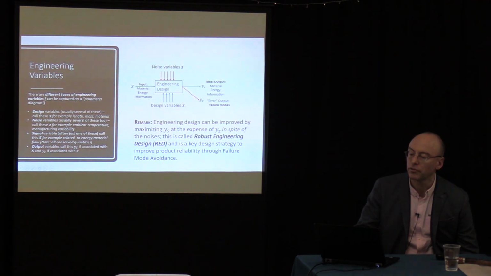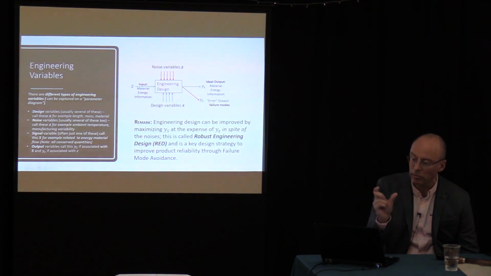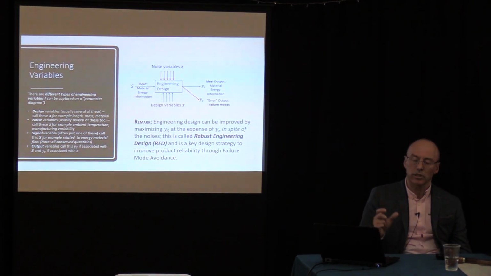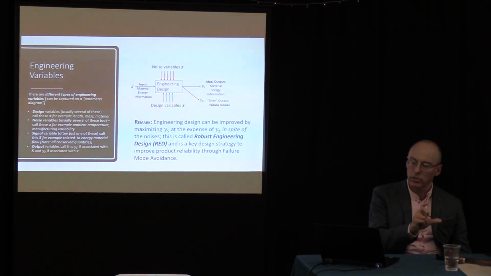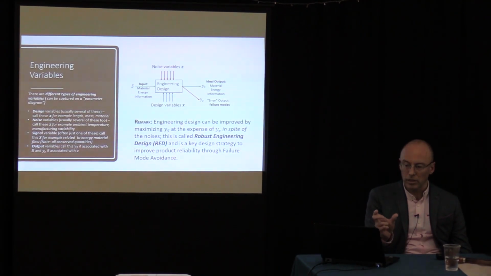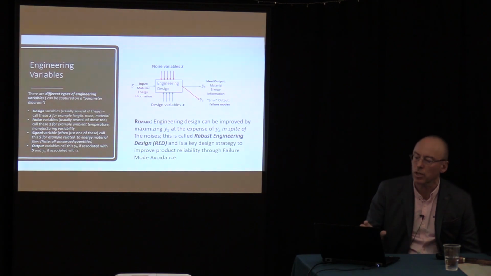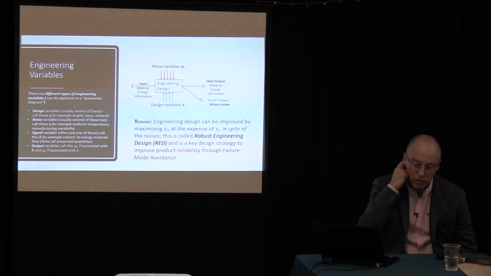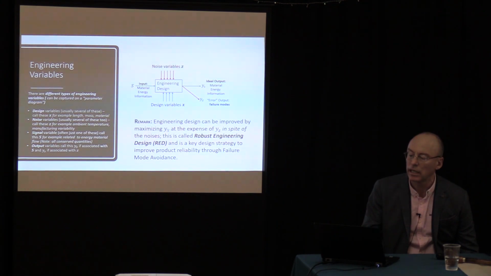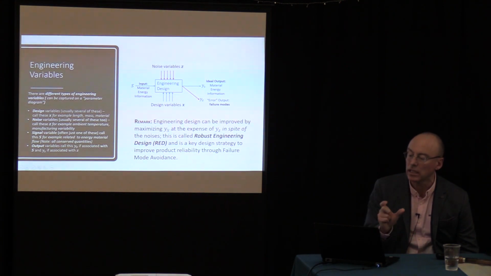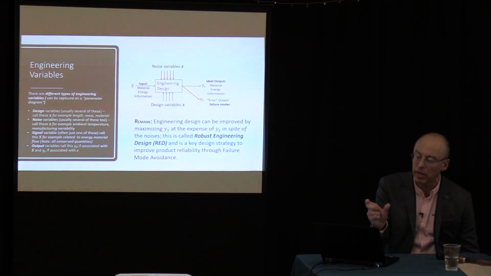And Y sub Z is a function of the so-called noise variables. These are variables in the field of operation that the engineer can't deal with. Things like how the customer chooses to use the machine, for example, or how much variability is induced in the way the machine is made when it's being produced in the factory. So there's a whole category of these noise variables that we'll just call Z as a general label for them. And what we're trying to do is maximize Y sub S, the output that you want, at the expense of the output that you don't want, in spite of the noises trying to disrupt that flow.